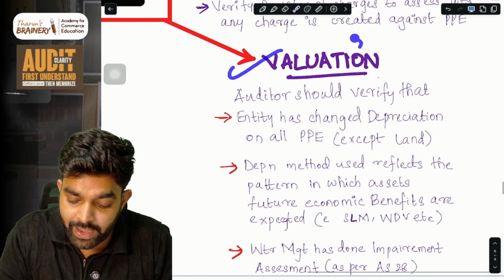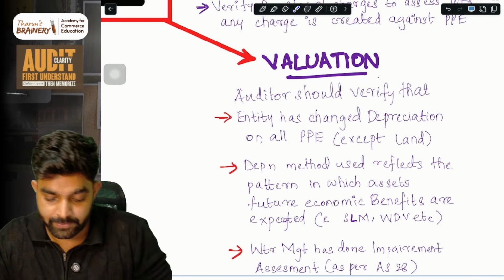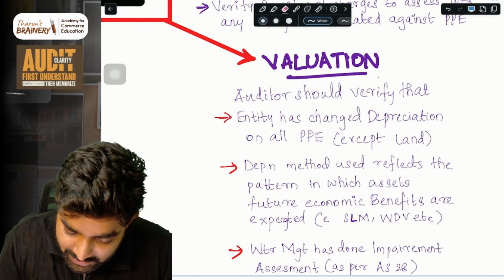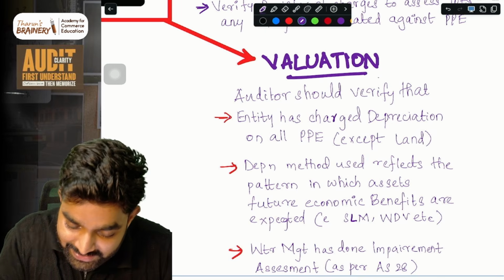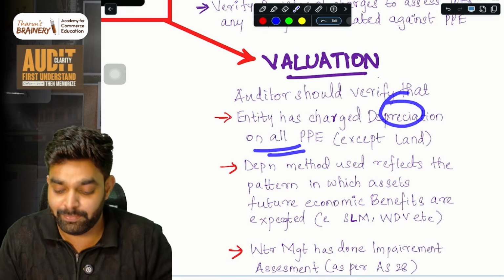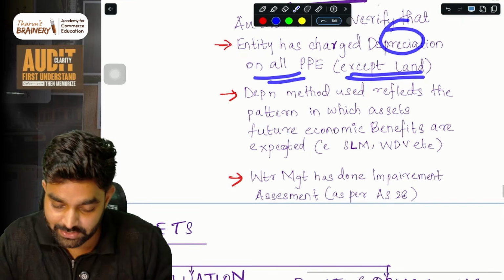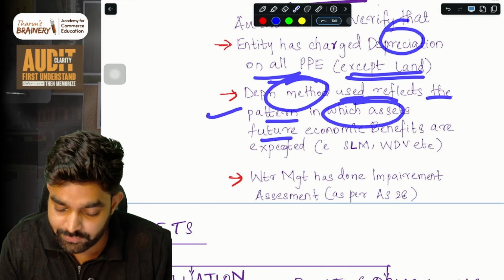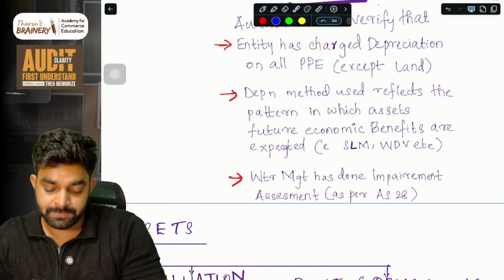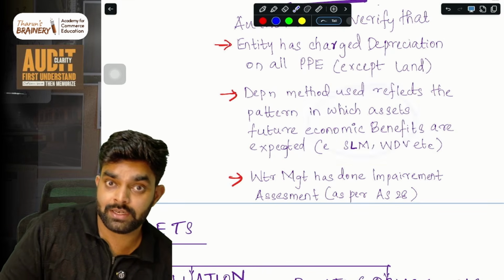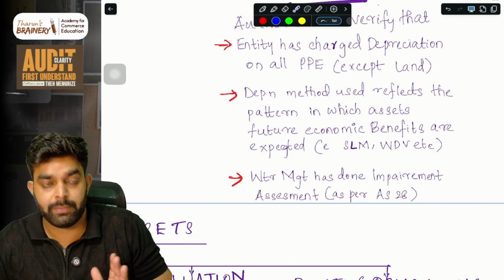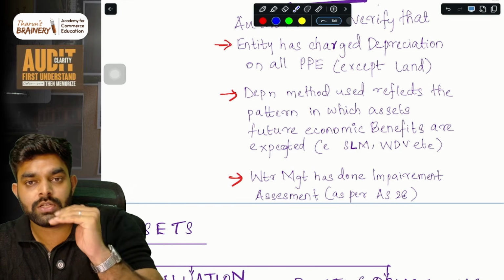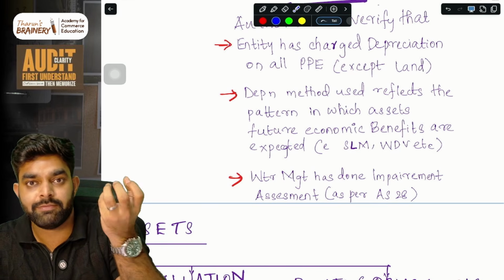Then how will you check the valuation of PPE, whether the amount is correct? The auditor should verify that the entity has charged depreciation on all the PPE except land. Make sure depreciation is charged on all the PPE. Then the depreciation method used should reflect the pattern in which the asset's future economic benefits are expected. Imagine the company bought a machinery in the current year, but in future it is expecting the performance of the machinery to go down every year. So slowly the machinery's capacity, ability and function will go down.